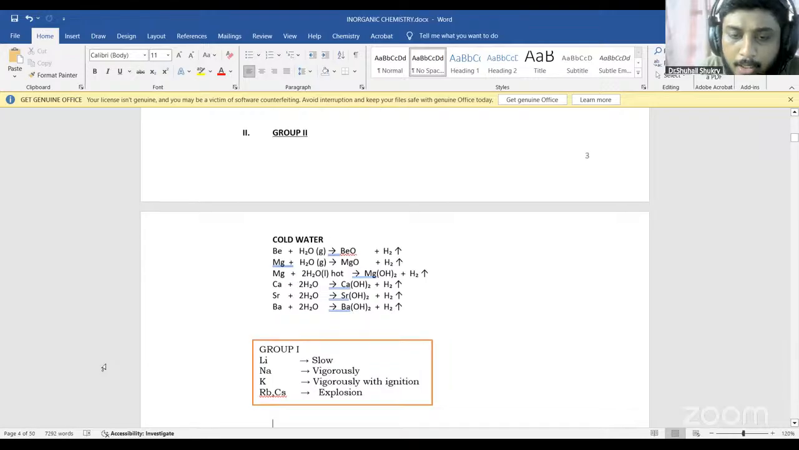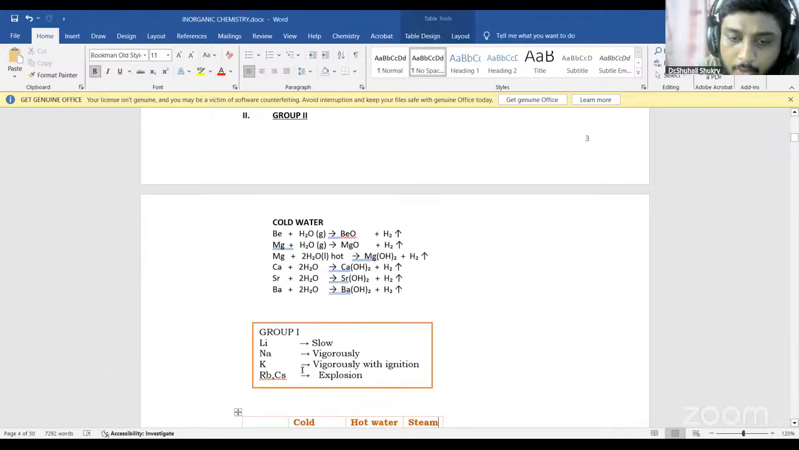Now, normally, when the group 1 people are reacting with water, you can see lithium will react slowly. Sodium will react vigorously. Potassium will react vigorously with ignition. Rubidium and cesium will react with explosion. Okay, again there will be explosion. Potassium vigorously with ignition. When you are putting potassium into water, you will see a fire.